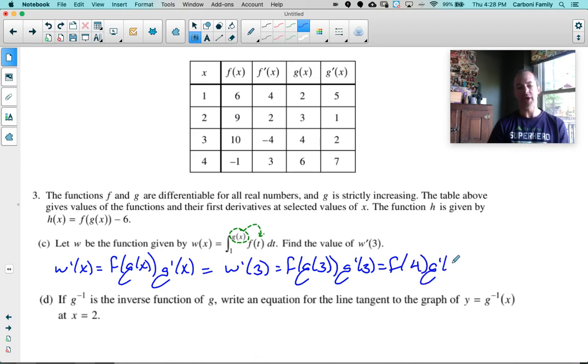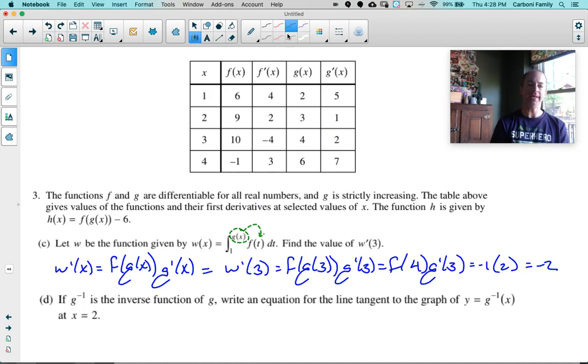I'll leave g prime of 3 alone for now. f of 4 is -1, and g prime of 3 is 2. And so you get a value of -2. And this is full understanding of the process. We found the derivative correctly. We plugged in 3, and we evaluated and got the correct answer of, I'm double checking my work, we got the correct answer of -2.